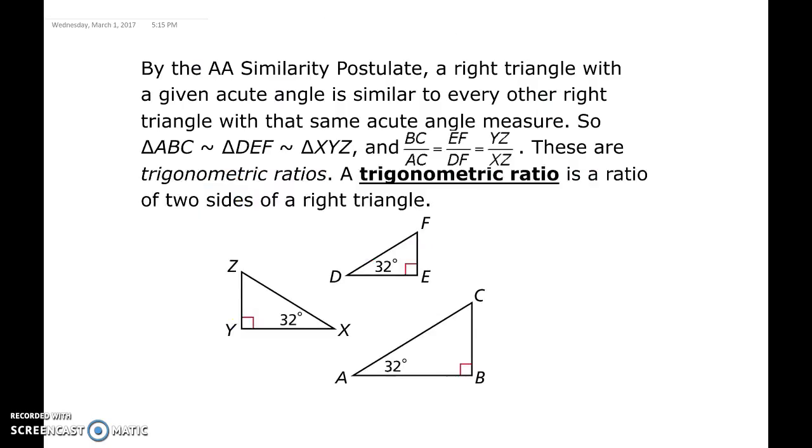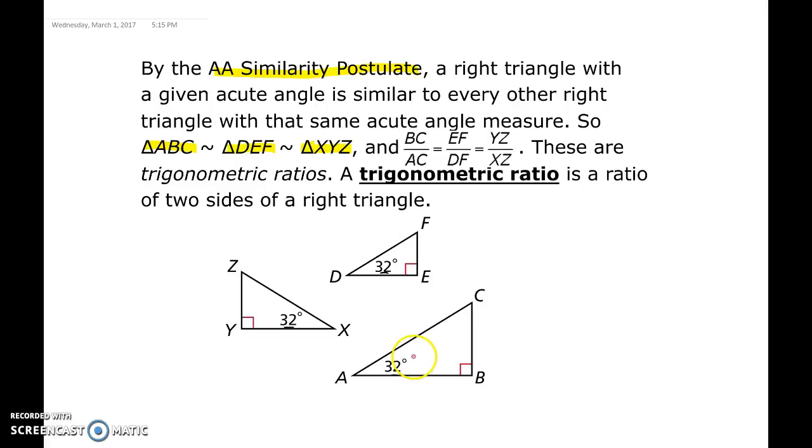The way that we can create all these trigonometric ratios is if we have different right triangles, and in this case they all have the same angle, 32. I know all three of these triangles are similar to each other by the angle-angle similarity postulate. So triangle ABC is similar to triangle DEF, which is also similar to triangle XYZ. Since they have two of the same angle measurements, they will be similar triangles, as one might be an enlargement of the other. So all of these ratios will be the same, because in similar triangles all of our corresponding ratios are the same.